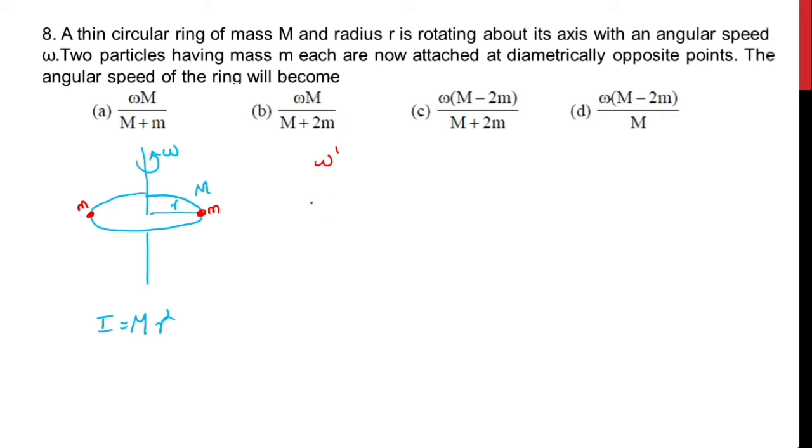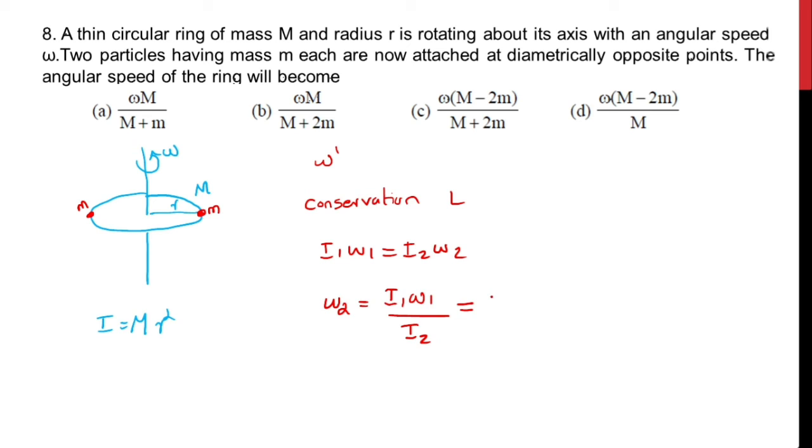So we can directly use the conservation of angular momentum. What is the conservation of angular momentum? I1 omega 1 is equal to I2 omega 2. Now from here, when the masses are attached, omega 2 is what you have to calculate. So omega 2 is equal to I1 omega 1 divided by I2. Now you can substitute the values here.